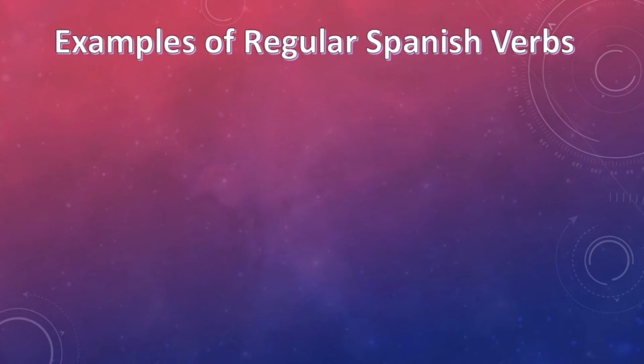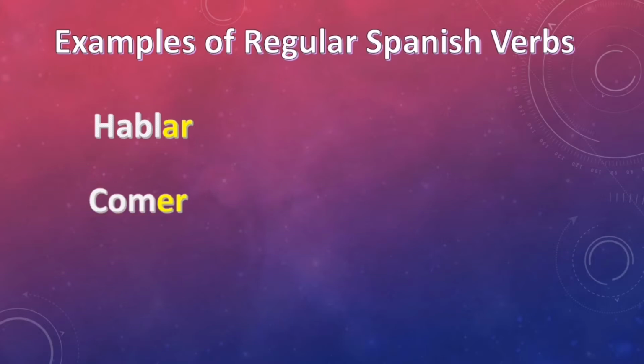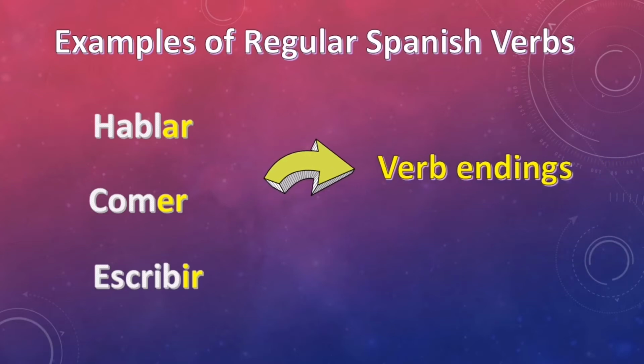Let's move on to our main topic, the regular Spanish verbs conjugation. Here are the examples of the regular Spanish verbs: hablar, comer, escribir. Hablar means to speak. Comer means to eat. Escribir means to write. Those that are colored in yellow are called verb endings.